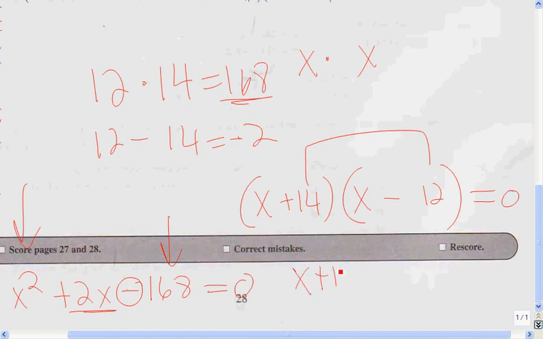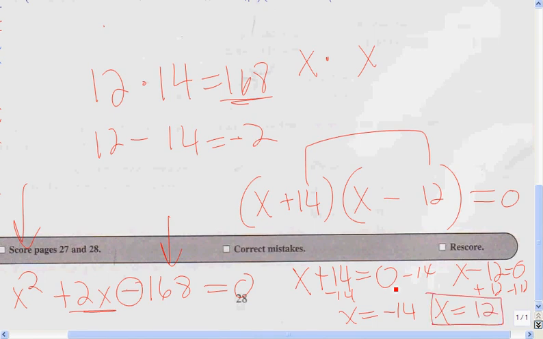So then I separate them. x plus 14 equals 0. Subtract 14 from both sides. I get x equals negative 14. And then x minus 12 equals 0. I add 12 to both sides, and I get x equals 12. So x equals negative 14, x equals 12. Those are my two answers.